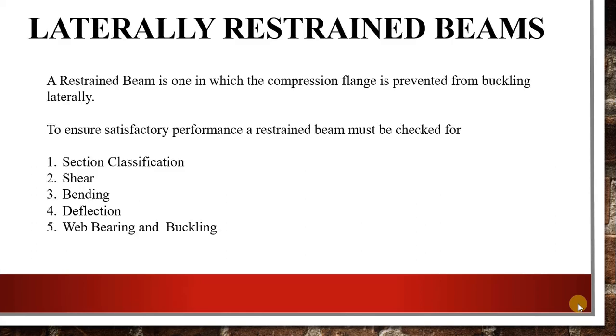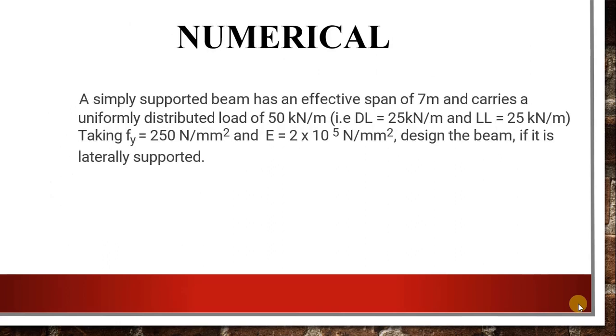A restrained beam is one in which the compression flange is prevented from buckling laterally. To ensure satisfactory performance, a restrained beam must be checked for: number 1, section classification; number 2, shear criteria; number 3, bending criteria; number 4, deflection; number 5, web bearing and web buckling criteria. So, begin with the numerical.